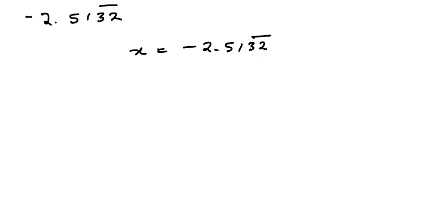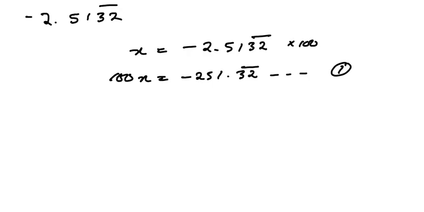We can't call this equation 1 because we have numbers after the point that are not part of the repeating bar here. So we have to move the point here, meaning we have to multiply by 100. So it's going to be 100x is equal to negative 251.32 with a bar. This is equation 1. Then we multiply this equation 1 now by 100 again to get the repeating digits to go on the other side.